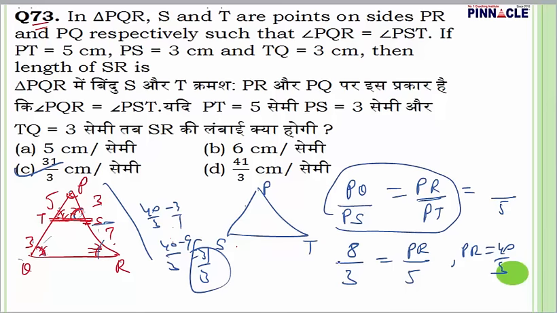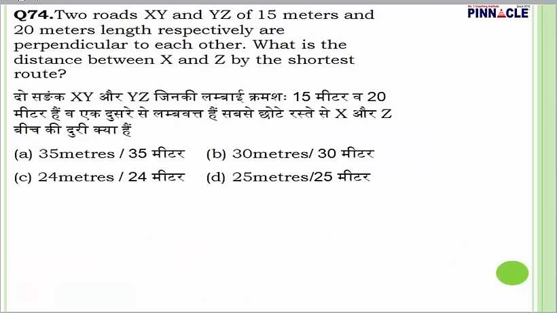Next question, question number 74. Two roads XY and YZ of 15 meters and 20 meters length respectively are perpendicular to each other. What is the distance between X and Z by the shortest route? This is a very simple question. However, in the statement it seems that it can be difficult, but it is very simple.